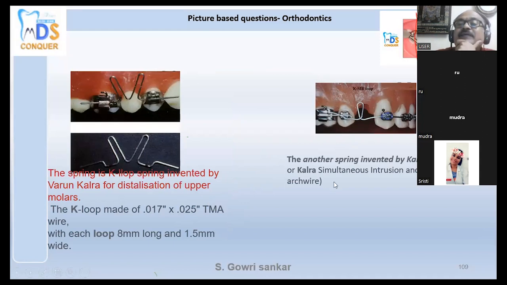Another spring given by Kalra sir is the KSR loop. Remember this shape. It is like a teardrop, but a crossover is there. KSR means Kalra, sir, simultaneous intrusion and retrusion. These are the common springs which we use.